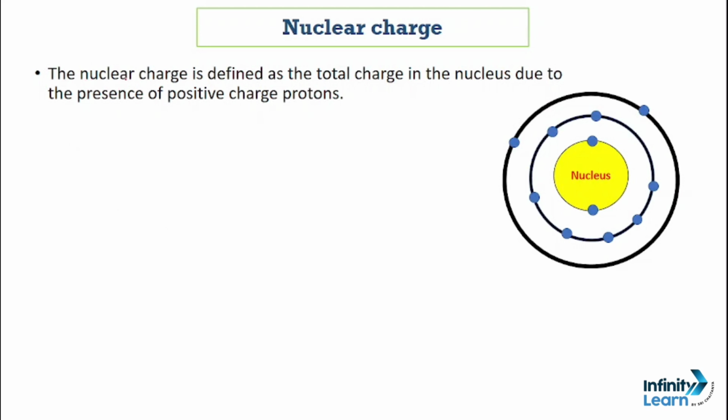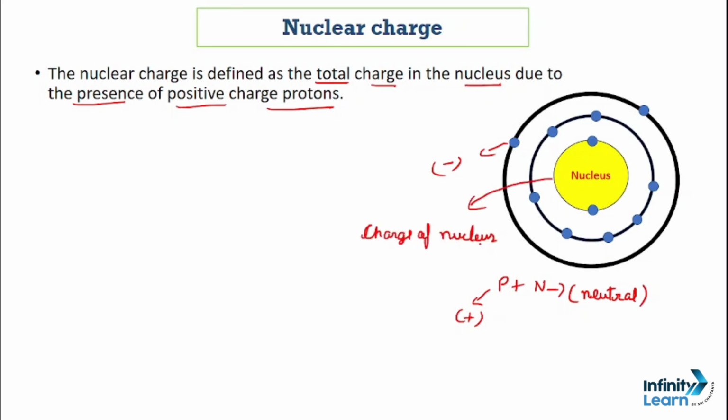So friends, the nuclear charge is mainly defined as the total charge in the nucleus due to the presence of positively charged protons. As we know that in any atom, the nucleus consists of protons as well as neutrons. Protons are positively charged and neutrons are neutral in charge, and these blue dots are known as our electrons that have negative charge. So due to the presence of these protons here, the charge of the nucleus will be known as the nuclear charge. So let me recall this for you once again.